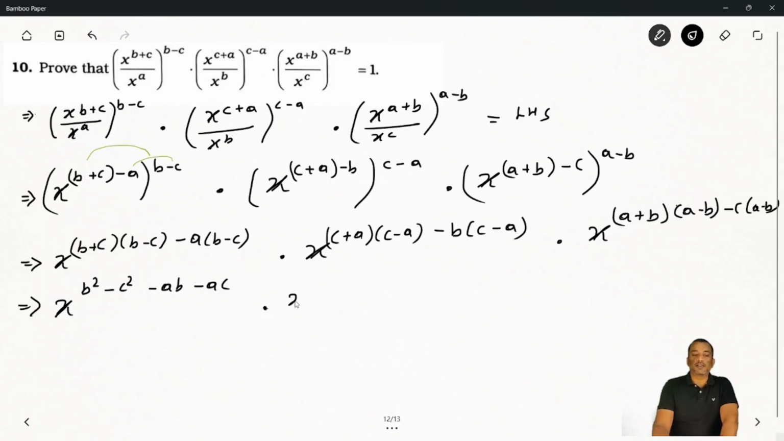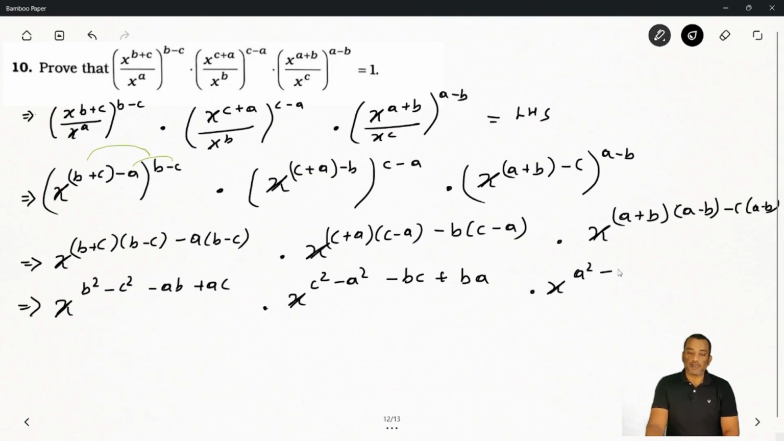Same way you will get x to the power c square minus a square, and you will get minus bc and plus ba. Same way you will get here x to the power a square minus b square, and last you will get minus ca and plus cb. Okay, so hope you get it.